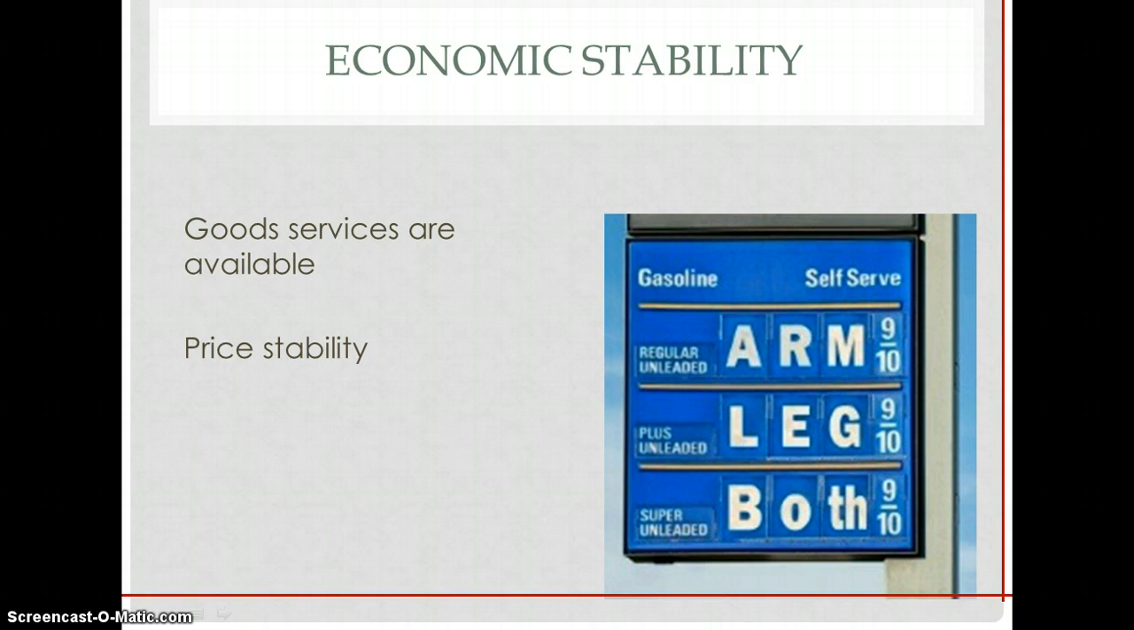Along with prices, to have stability, it also means goods and services need to be readily available to the people who can have them. So they have to have goods available at a price that people can afford, which is basically what economic stability means. And in America, often we take this for granted. We just think the goods are going to be there at Cub Foods, at McDonald's, at Aldi, at Rainbow, at any place where you can buy things.